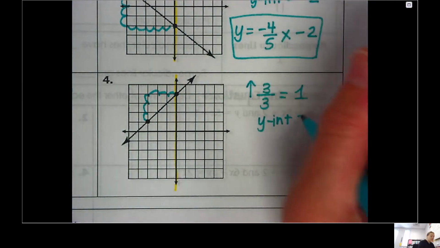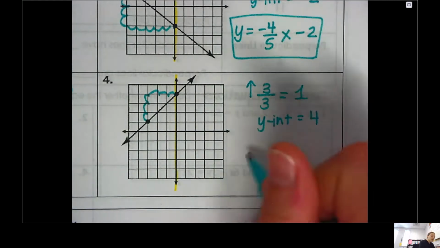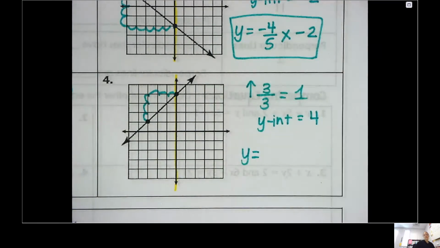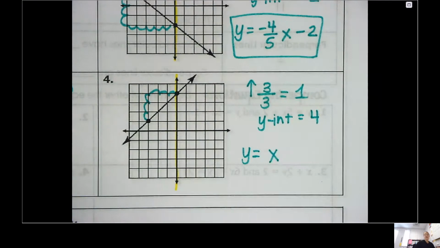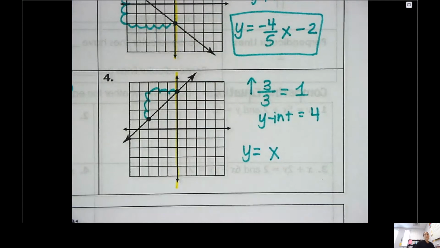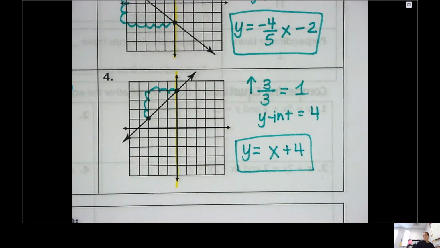What's my y-intercept? 4. Okay, so now when I write the equation, I'm going to put y equals. Now your slope is 1, so you can put 1x if you want. However, in a test, you're not going to see the 1. You have to realize that the 1 is there. So my slope is 1, and then my intercept is 4. So my equation is y equals x plus 4.